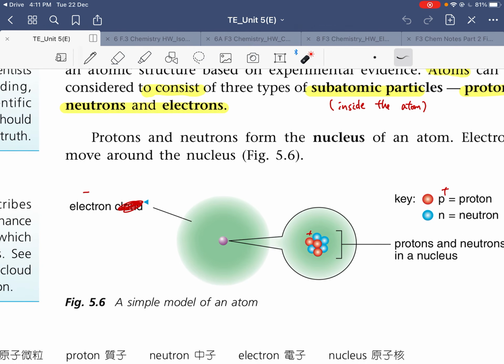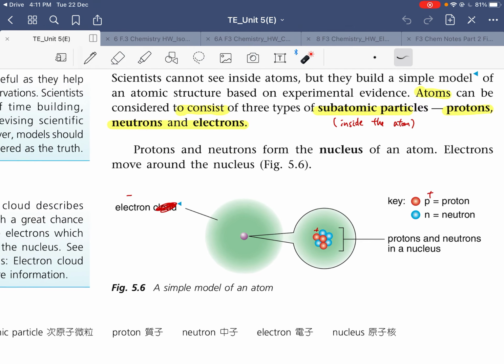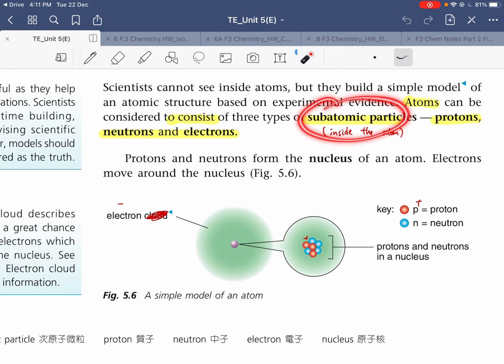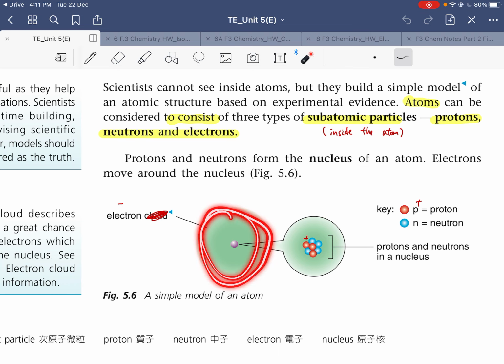And for atomic structure, girls, you have 3 subatomic particles. You must know it. 3 subatomic particles. Protons and neutrons, which are inside the nucleus, represented by this purple ball. And the electrons, girls, it is the green one. Of course you may wonder why it is an electron cloud, but it is too difficult to explain in form 3. You can just treat it as a normal electron.